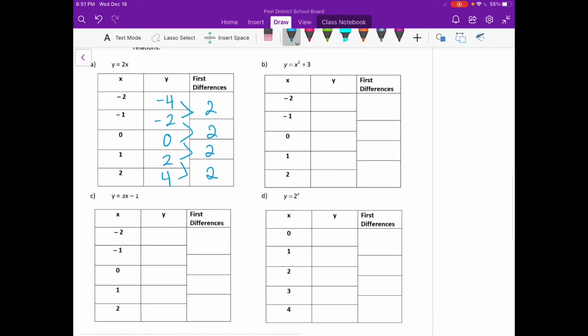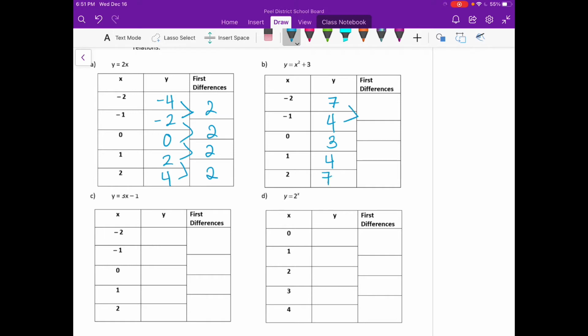How about for this one? Let's see. So you have -2 squared, which will give me 4, plus 3, which will give me 7. -1 squared, which is just 1 plus 3, which will give me 4. 0 squared is just 0 plus 3. 1 squared is 1 plus 3 is 4. 2 squared is 4 plus 3 is 7.